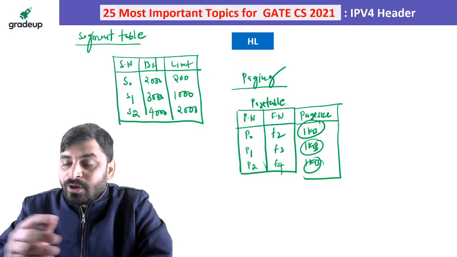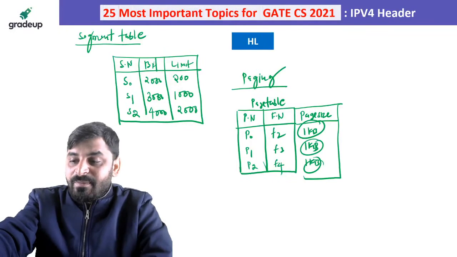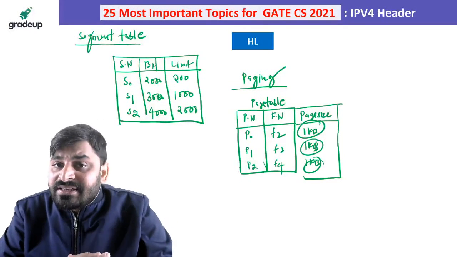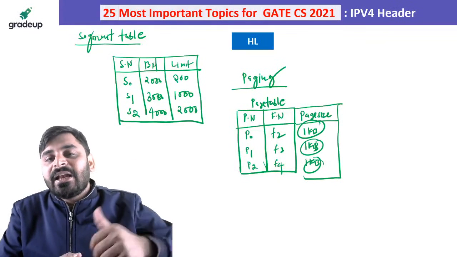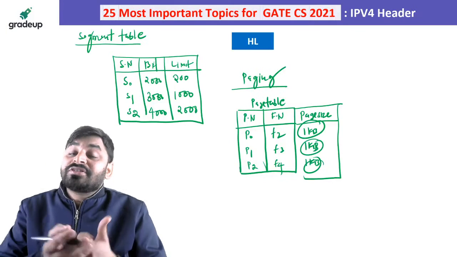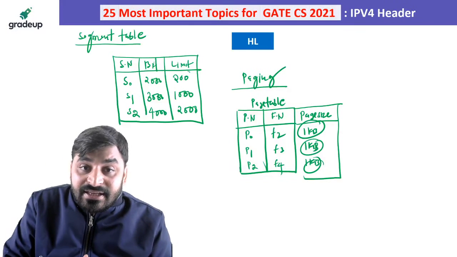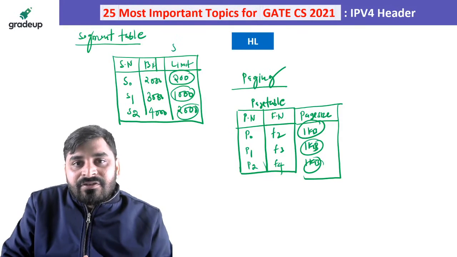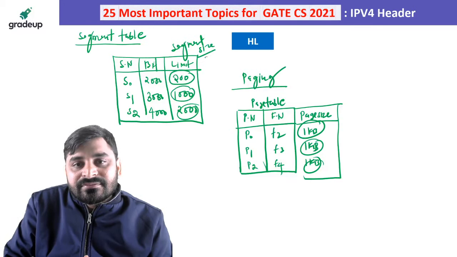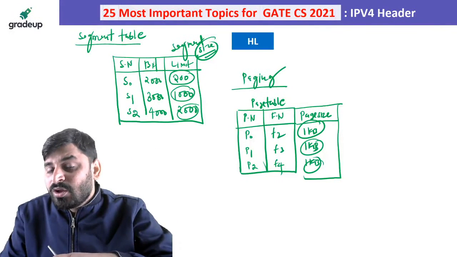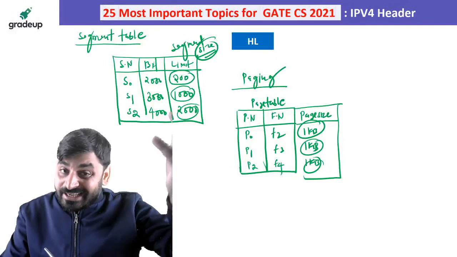Why? Because, my dear friends, segment size is not fixed. It can vary, but page size is always the same. So segment size is not fixed. That's why there is an entry for segment size, which is known as limit. It is the segment size. Are you getting me? I'm going into details here. So that's why segment size is not fixed.